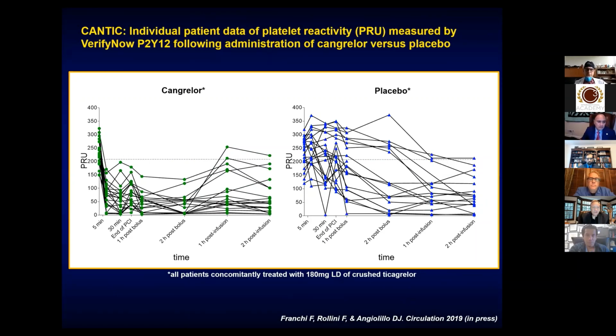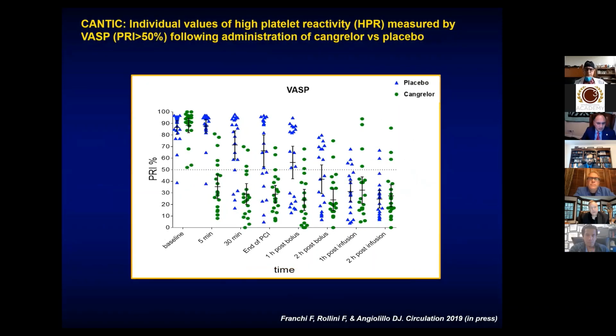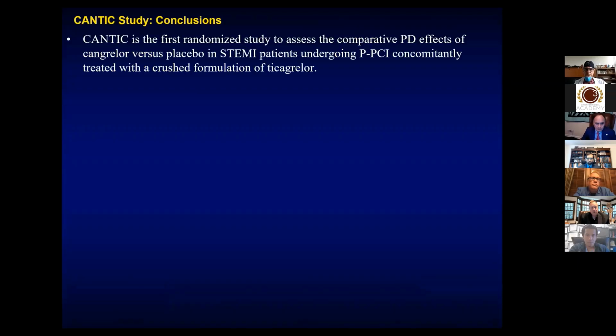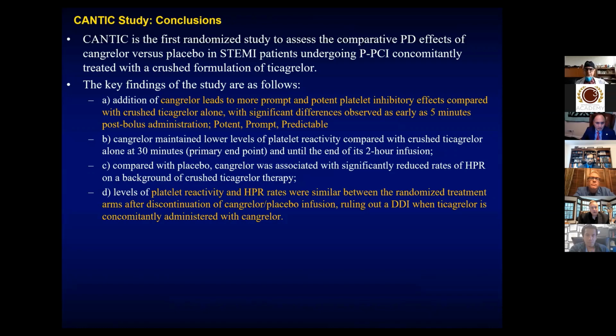This is, again, just the individual data. I think it highlights the more consistent response as well as the more rapid response. Again, this shows more consistency or predictability of response in green compared to blue for VAS. So any way you cut it, you had better results. So Kangol is more prompt, more potent, more predictable.